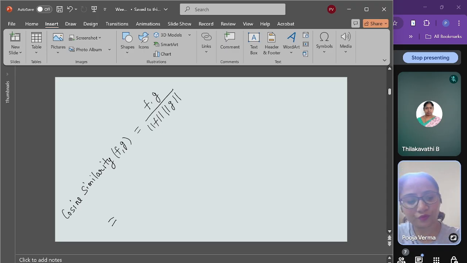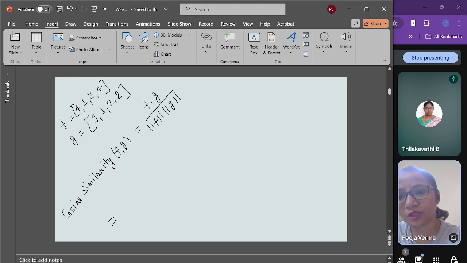First we need to multiply the first values of the feature vectors. Our feature vector f is 4, 1, 2, 4, and feature vector g, given in the question, is 9, 1, 2, 2. So we just take the multiplication: in the first place 4 into 9, then plus 1 into 1, plus 2 into 2, plus 4 into 2.